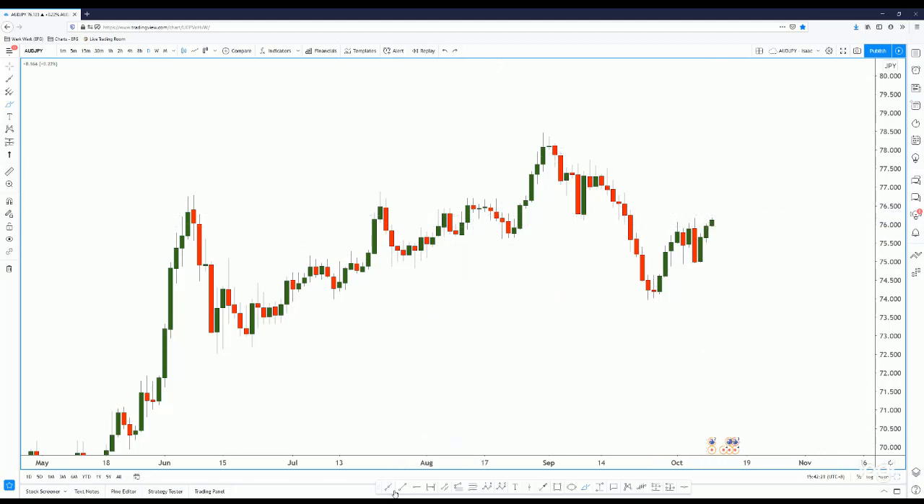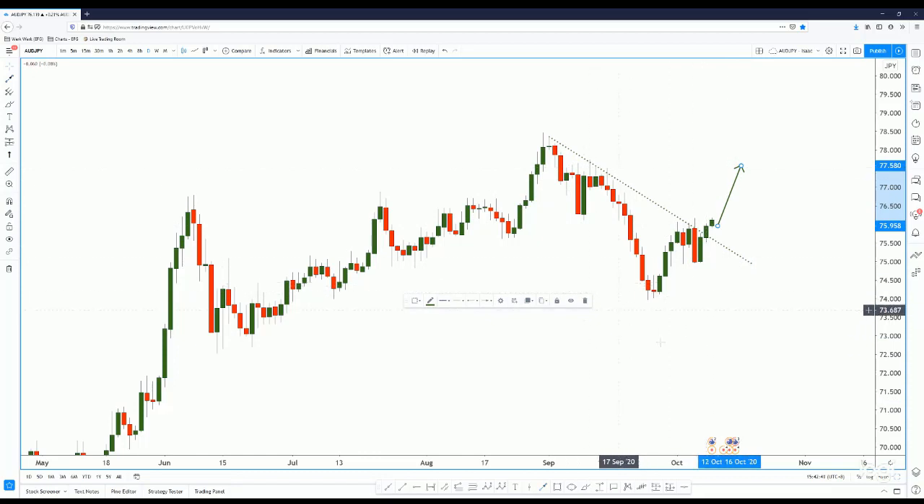So we can actually connect the highs using a trend line, something like that. Try to touch as many candles as possible without cutting the candle bodies. And we see that price actually broke out of this trend line to the upside.